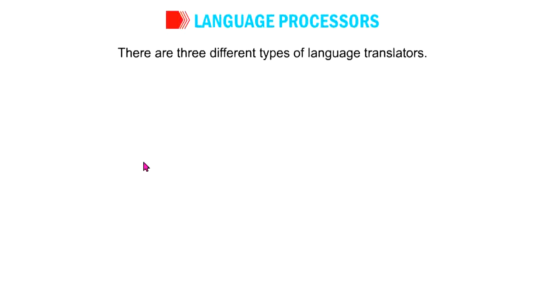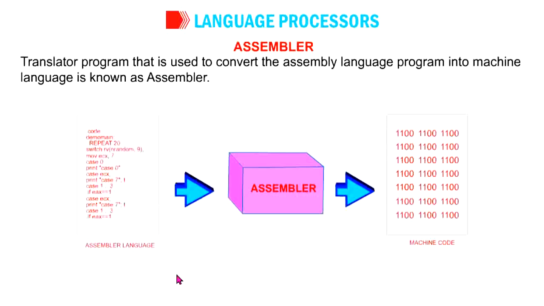There are 3 different types of language translators. The first one is the assembler. The translator program that is used to convert an assembly language program into machine language is known as an assembler. So, assembly language to machine language is done by the assembler. See here, assembler. This is the assembly language, and it is converted to machine language, that is zeros and ones, which the computer can understand; only machine codes.